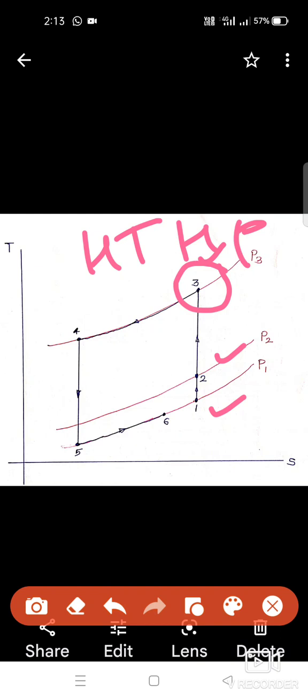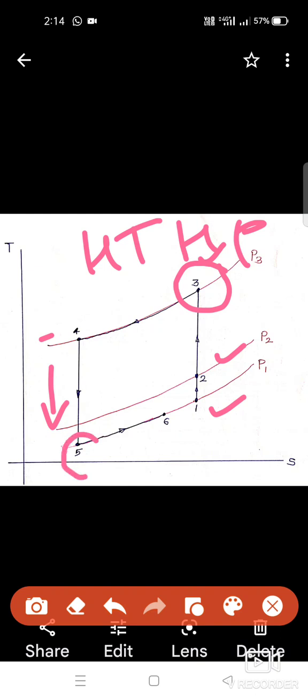Now 3 to 4 is a cooling process, and this is going to happen in the heat exchanger. The 3 to 4 process is carried out in the heat exchanger. This is a cooling process. And then finally a drastic drop in temperature and pressure, 4 to 5. This process is carried out in a cooling turbine or expansion device.